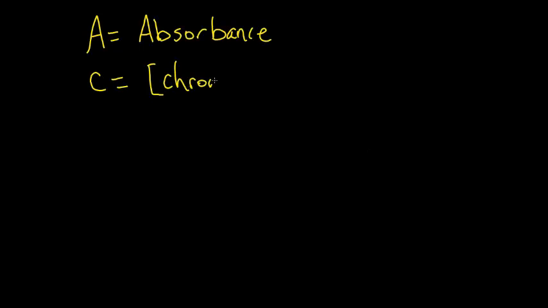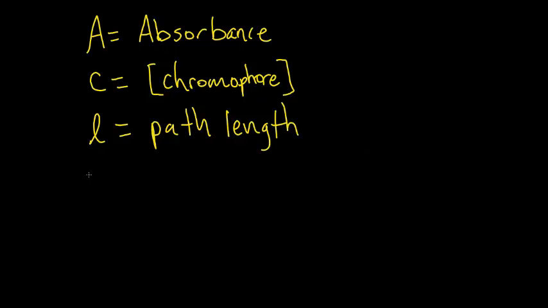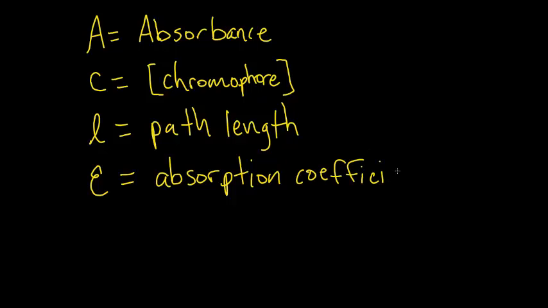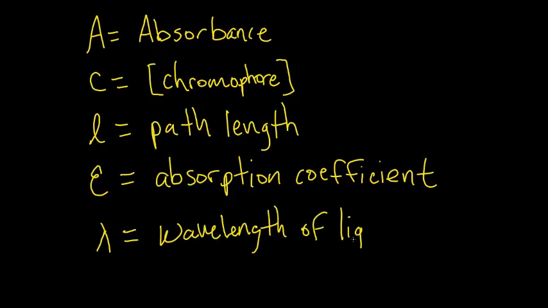Before I show you the actual equation, let's review some of the variables associated with Beer's law. A is the absorbance. We've seen this one already. C represents the chromophore concentration of the solution for which you will be measuring the absorbance. L, the path length, is the length the light traverses across the solution. Epsilon is a constant known as the absorption coefficient. Finally, lambda is the wavelength of light incident on the solution. Now let's take a look at Beer's law.